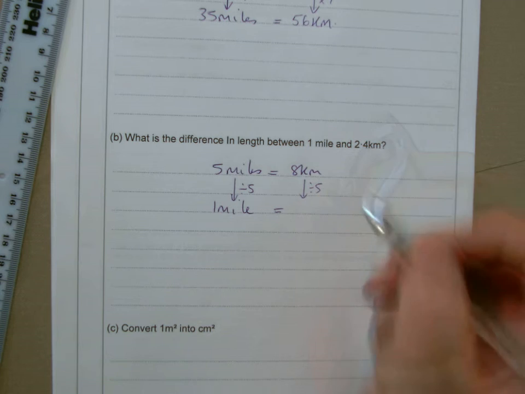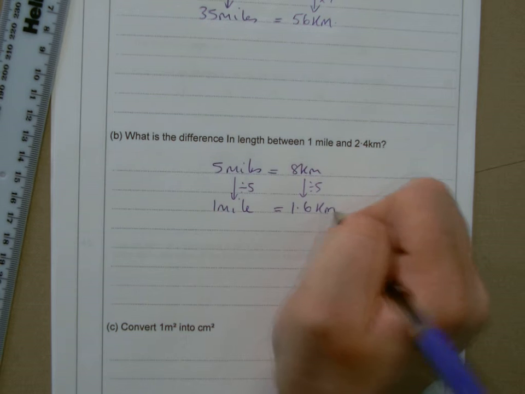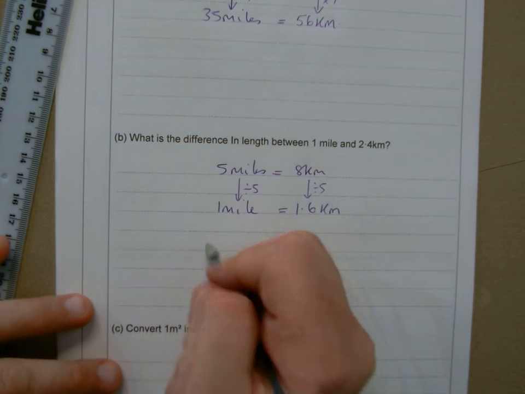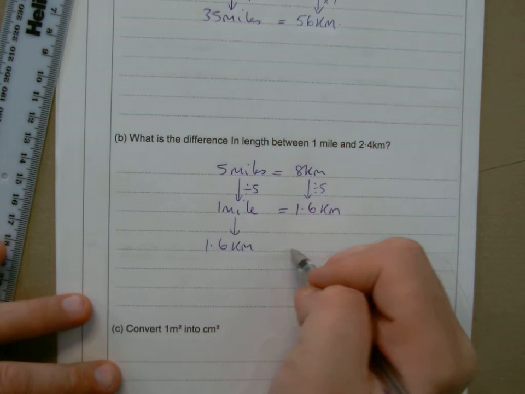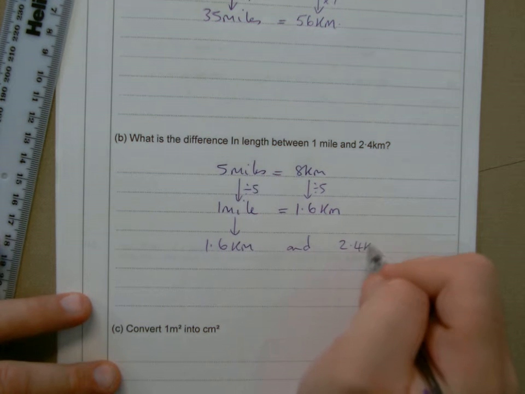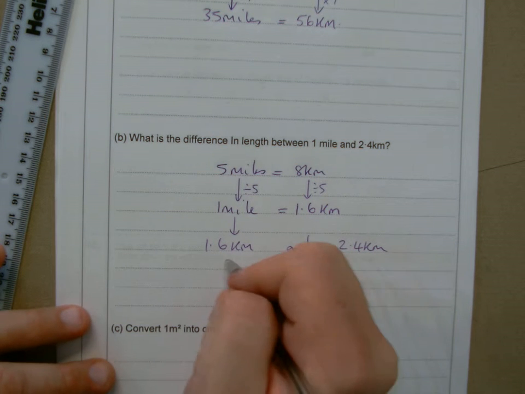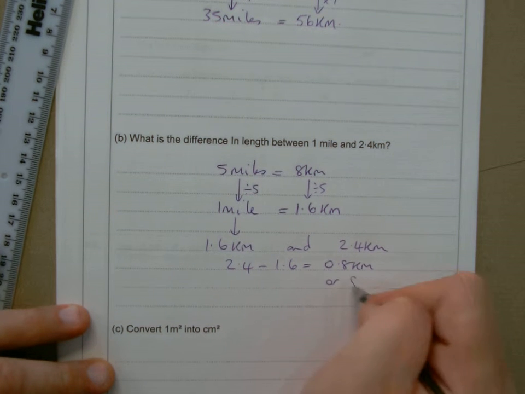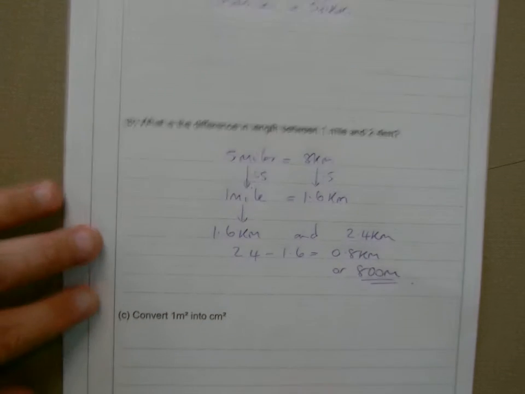So 8 divided by 5, now you can check that on your calculator. It'll be 1.6 kilometers. Okay, that's what 8 divided by 5 is, 1.6. So we want to know what the difference is between 1.6 kilometers, because that's what 1 mile effectively is, yeah? That's what we worked it out to be, and 2.4 kilometers. What's the difference? Well, because they're in the same unit, we can take them away and see we've got 0.8. So 2.4 take away 1.6 is 0.8 kilometers. Okay, or you can write it as 800 meters, because there's 1,000 meters in a kilometer. So 0.8 will be 800 meters.